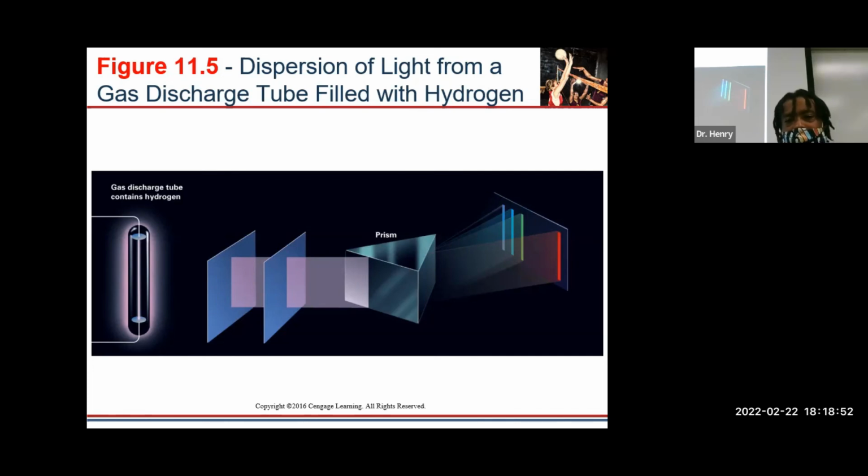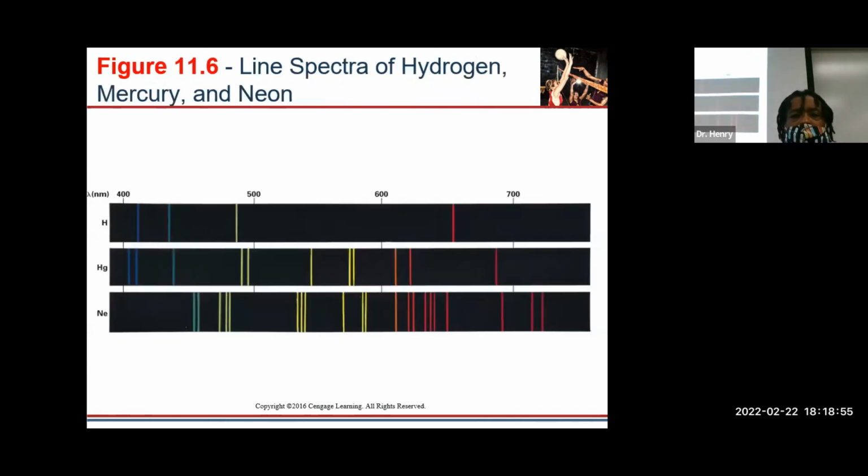Okay, good. So this is just basically showing you that line spectrum. This is the line spectrum of hydrogen, mercury, and neon. And you guys can see, hydrogen has 4 discrete lines, where mercury has much more than 4, and neon has even more than mercury, right? So we can use those discrete lines to distinguish between the elements that we're looking at.